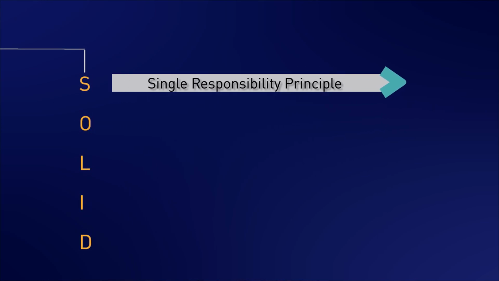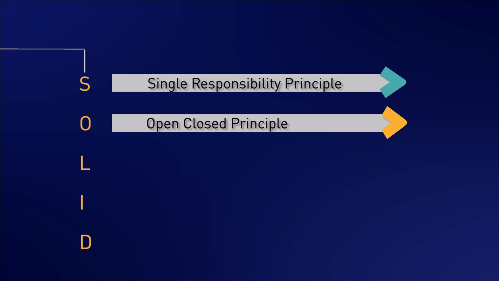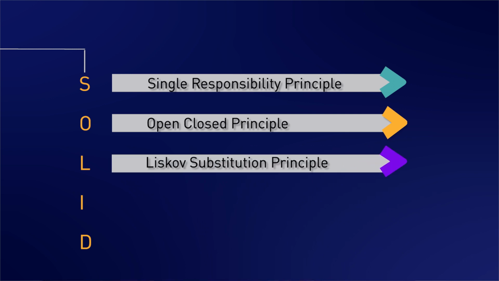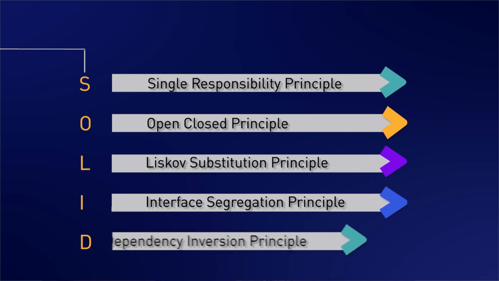In object-oriented programming, for example, we have the SOLID principles: single responsibility principle, open-closed principle, Liskov substitution principle, interface segregation principle, and dependency inversion principle. These are principles you should pay attention to when crafting your code.